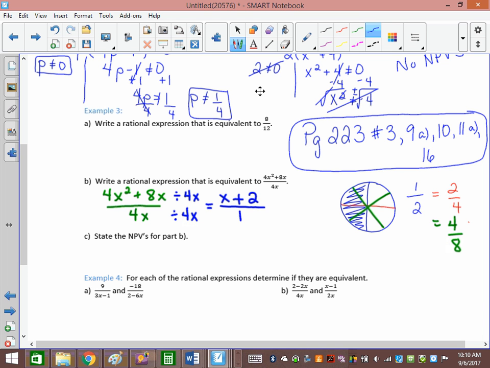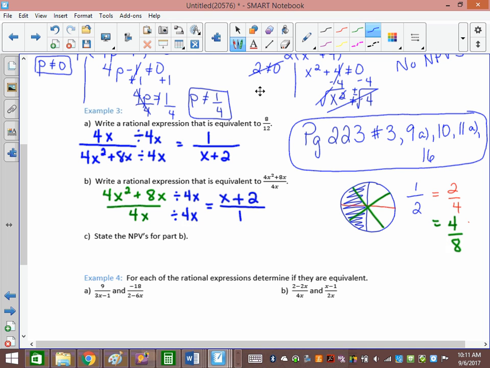Now, x plus 2 over 1, do I have to write the 1 on the bottom? No, every whole number like 8 or 7, you can write over 1, correct? You can make it be a fraction if you want. So this way you don't have to. But if the question had been this instead, 4x over 4x squared plus 8x, and I divided by 4x, oops, that didn't look like a division, I would have 1 over x plus 2.